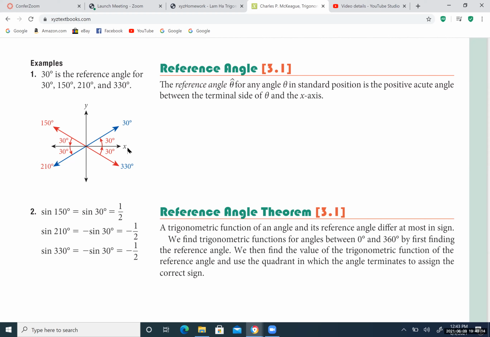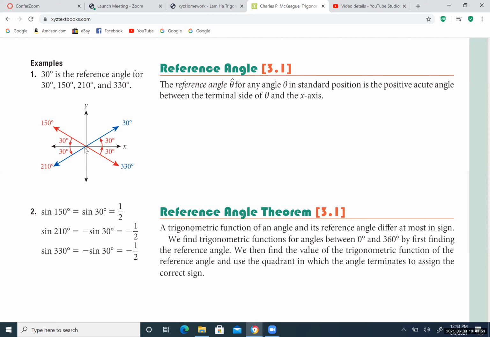To find the reference angle, or theta hat, the example that we have is the following. They give us 30 degrees as the reference angle for all four of these angles: 30 degrees, 150 degrees, 210 degrees, and 330 degrees. So this is just one example. They are showing us 30 degrees is the theta hat, or reference angle, of these four angles.